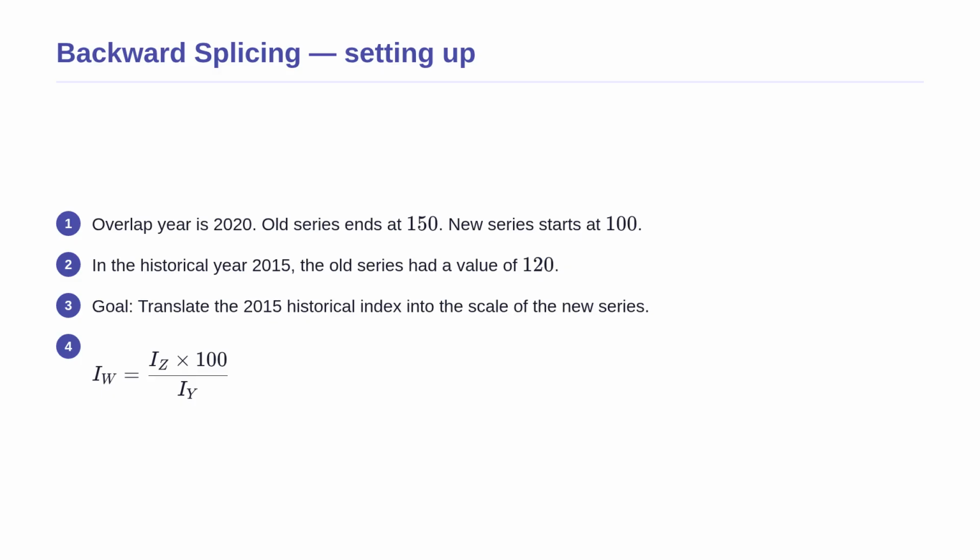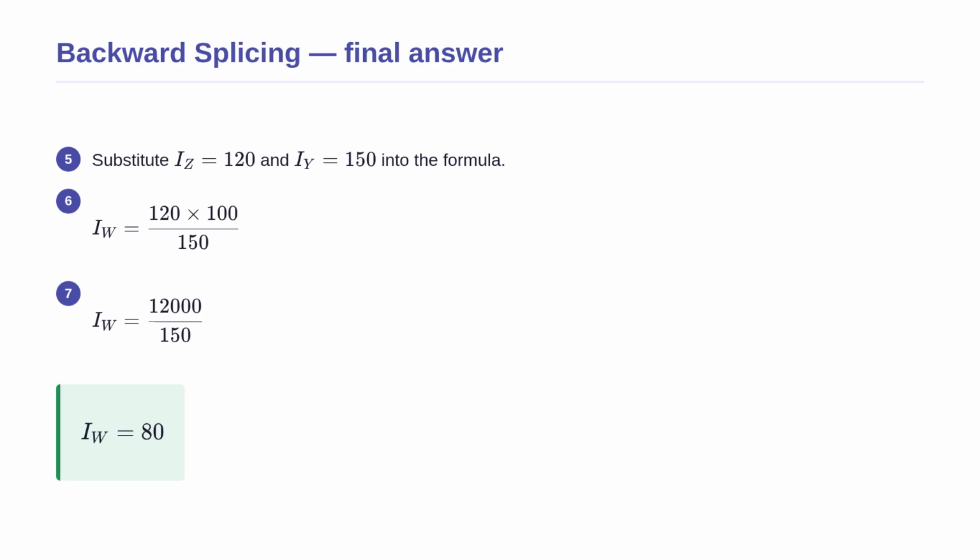The overlapping year is 2020, where the old index is 150. The historical value we want to convert is 120 from the year 2015. Let us finish the calculation. We substitute 120 for the historical 2015 index and 150 for the overlap year's old index. We multiply the numerator 120 times 100 to get an unscaled total of 12,000. We then divide this by the overlap reference value of 150. The backward spliced index for 2015 is 80.